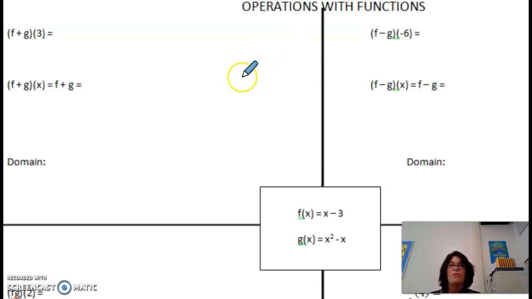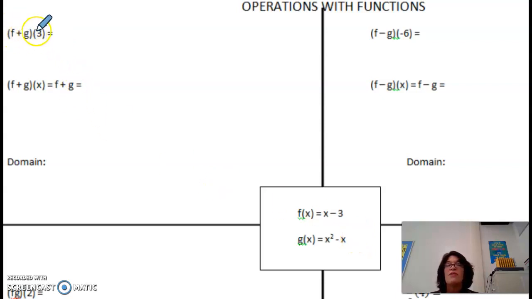All right, Algebra 2, we are ready for operations with functions. When we say operations, we mean we're going to add, subtract, multiply, and divide. We're not going to perform surgery, okay? Just add, subtract, multiply, and divide. So let's use these two functions. f of x is x minus 3. g of x is x squared minus x.